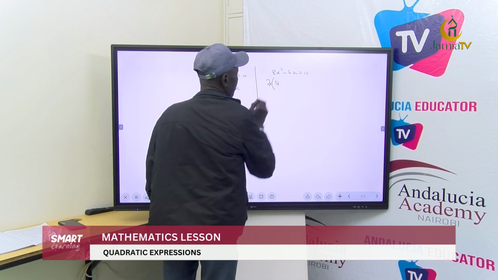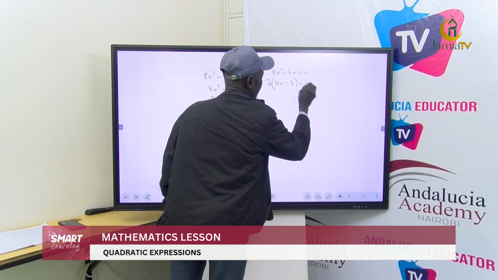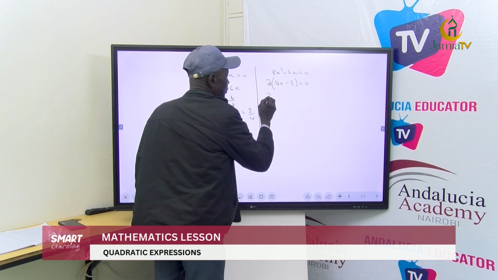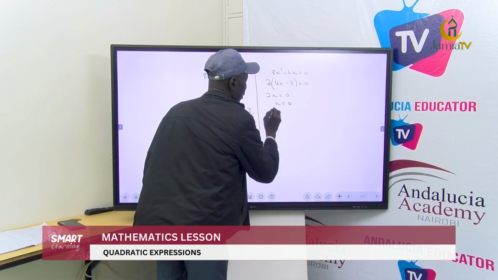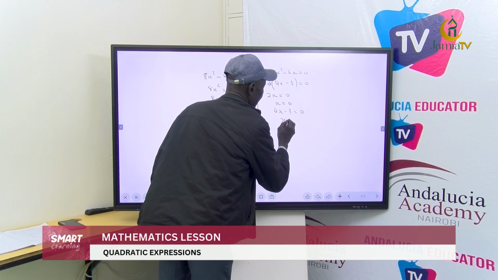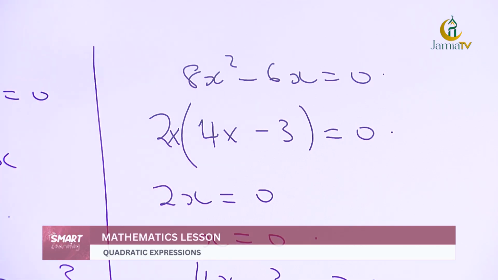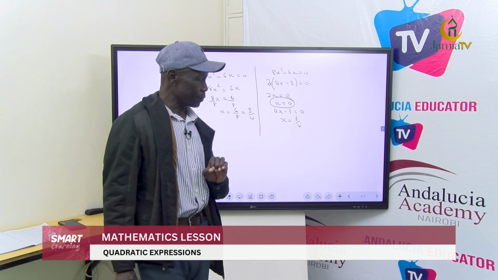Actually, 2x is a common factor. So 2x(4x minus 3) equals 0. So we can say either 2x equals 0, therefore x equals 0, or 4x minus 3 equals 0. In that case, x equals 3 over 4. You see, you missed this answer where x equals 0. So please, when you get a quadratic expression like that, always factorize before you solve it.